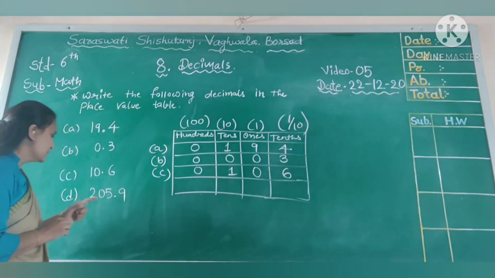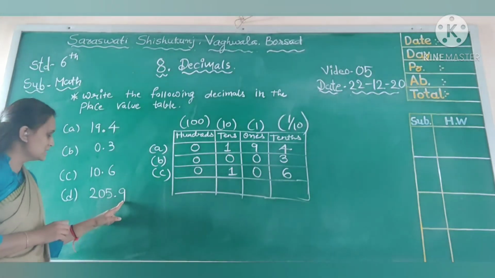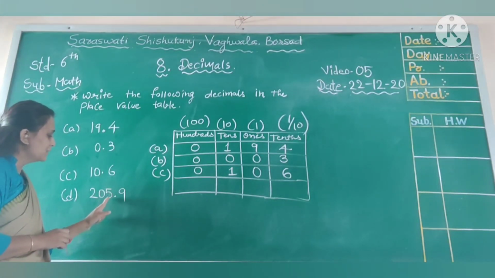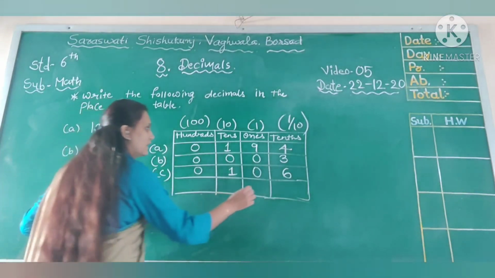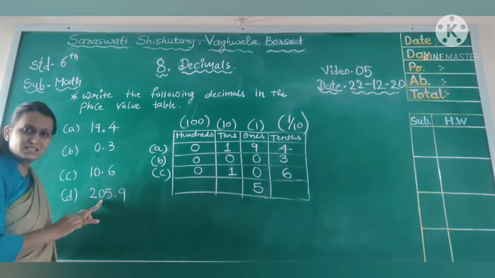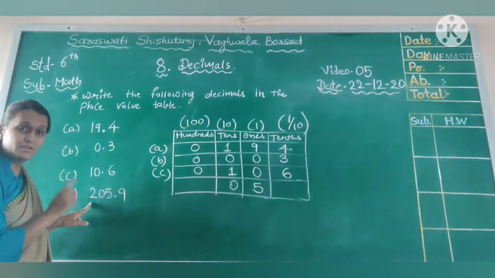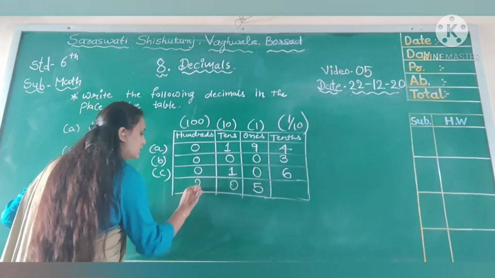Now in D number we have given 205.9. So let us define the place value. Before decimal this is ones place, so 5 will be written here. Okay, 0 is at tens place, so 0 will be here. Now 2 is at hundreds place, so 2 will be here.